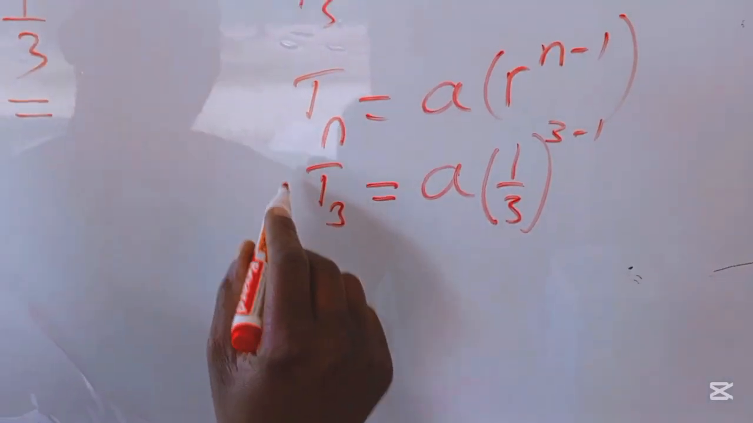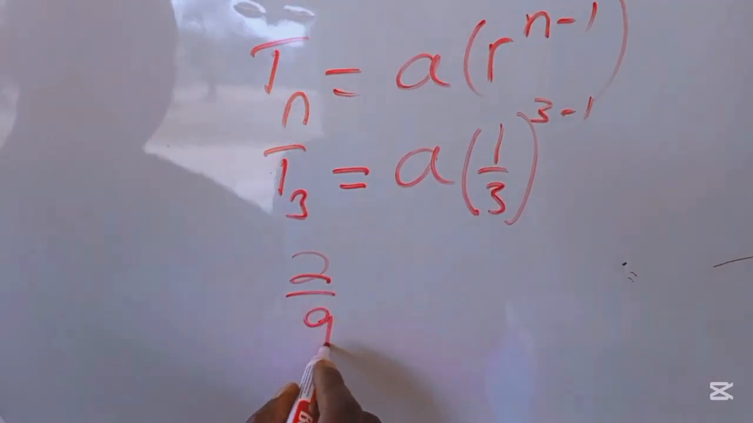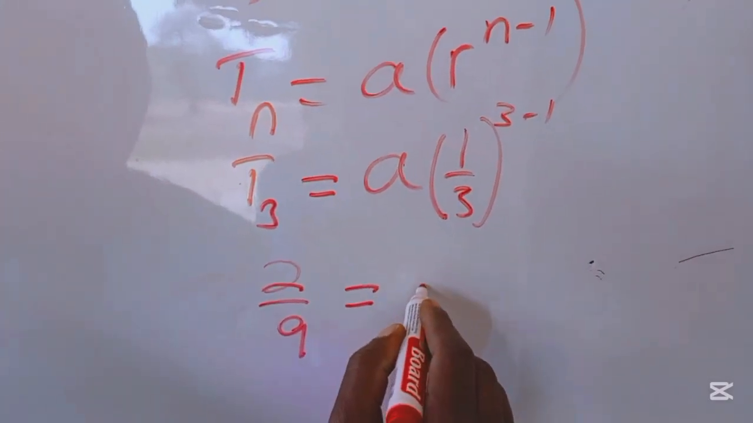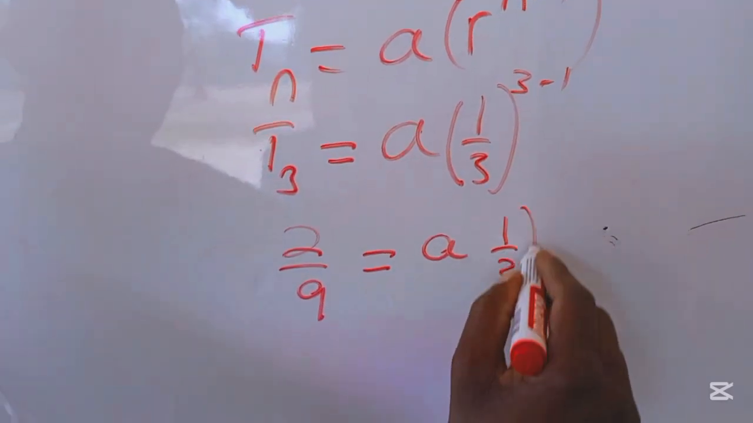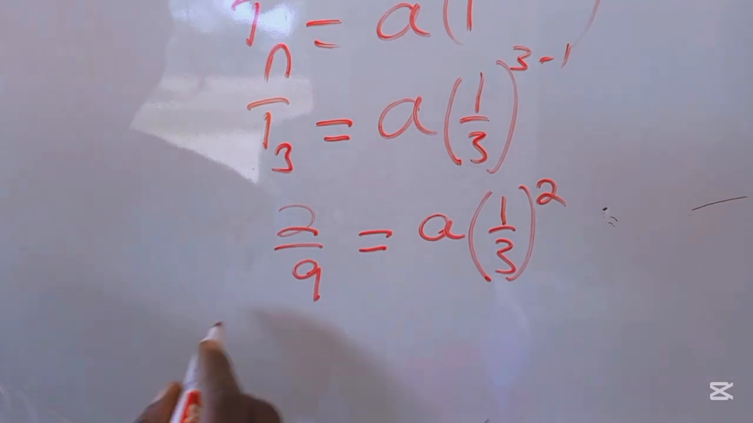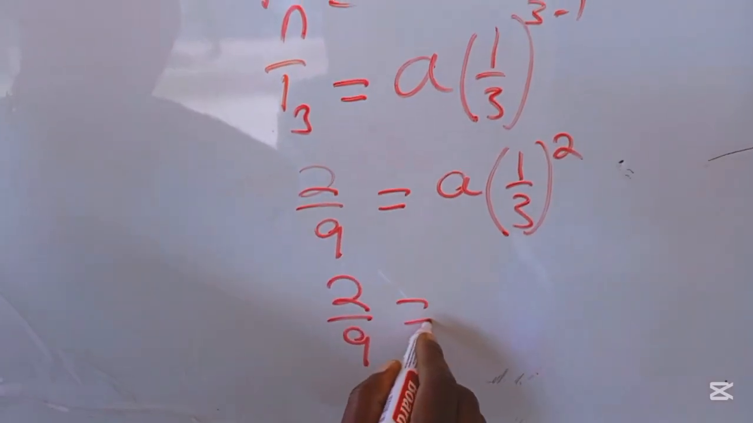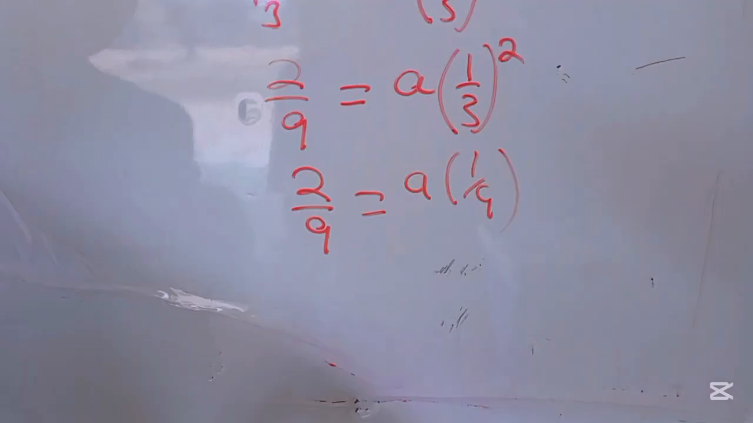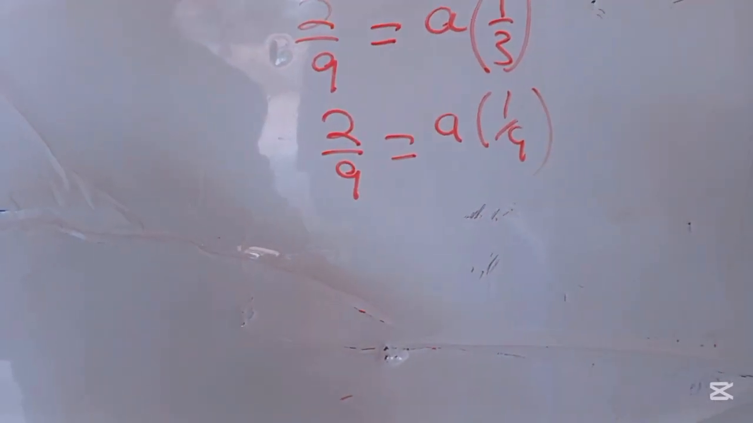What is my third term? My third term is 2 over 9, so I'll write 2 over 9. I don't know my A, but I know 1 over 3 to the power 2. When you do the needful, you agree this is the same.